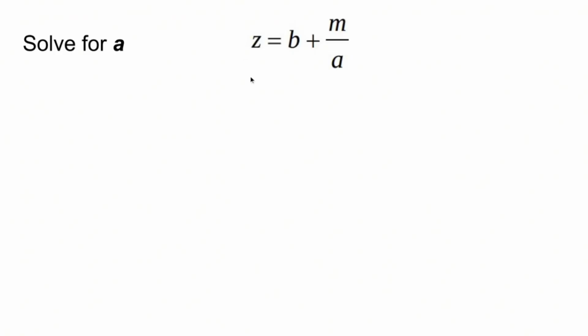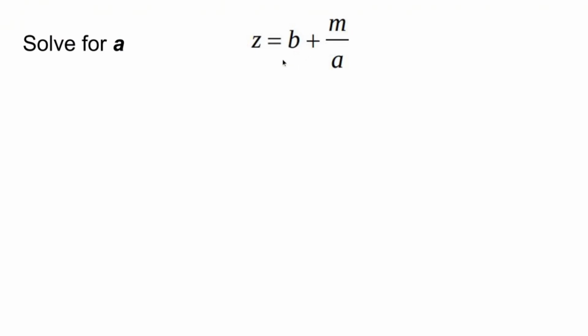Solve for A. This is called a literal equation. And with the literal equation, what you're supposed to do is get the variable you care about all by itself, knowing very well there's a bunch of variables in the way. So what do I have? I have M on top in the numerator, A in the denominator, and B just floating around.